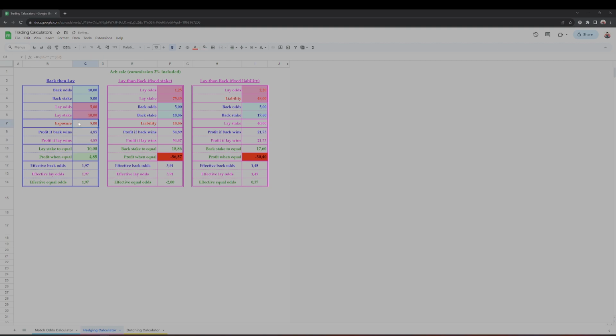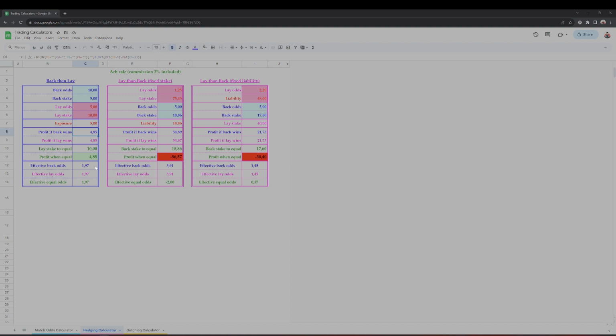So if you go 10, you can have 485. This is including 3% of commission, 385 profit if back wins and 485 if lay wins. So you can close the trade that way. Yeah. So again, very, very simple stuff.